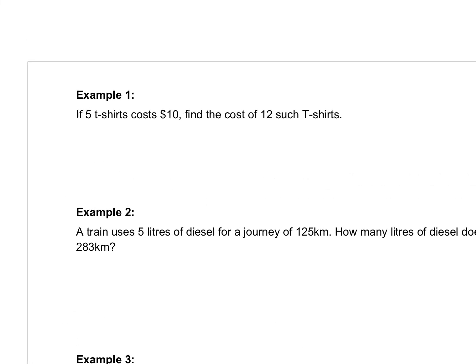If 5 t-shirts cost $10, how much does 12 t-shirts cost? So you will find one first, right? One is $2 because you divide by 5. And then you times 12. So you get $24.